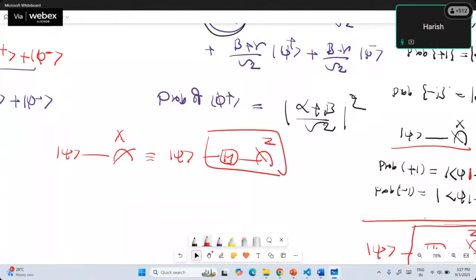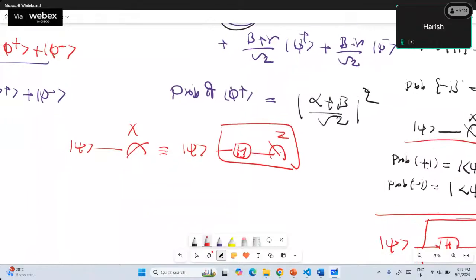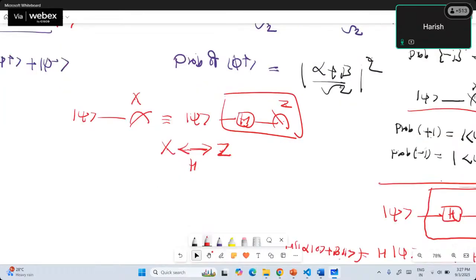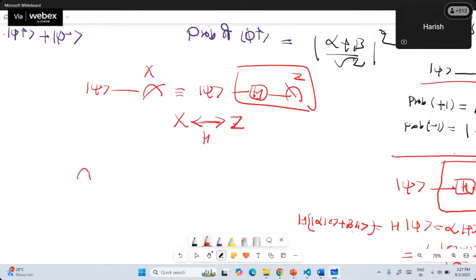So for 2-qubit Bell basis states, you require some operator. Here we put Hadamard for X to Z measurement. So Z can be converted to X and X can be converted to Z with a Hadamard operation. So we just want to find a unitary operation which needs to be performed.